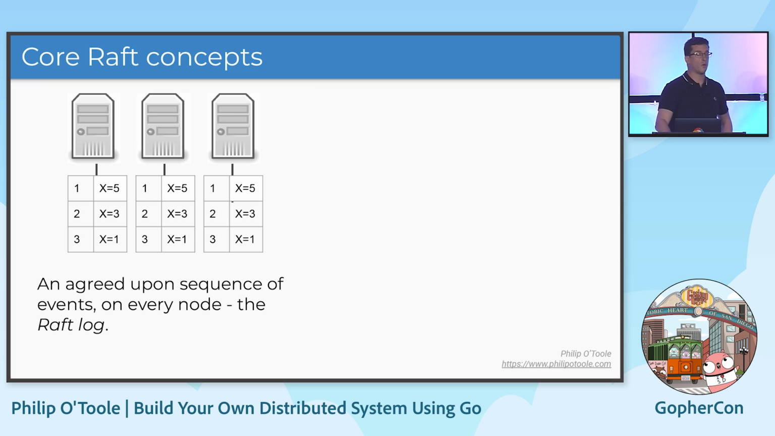But concept number one in Raft is the log. Every node in a Raft cluster agrees on a set of events and the sequence of events, and this is called the Raft log. In fact, the whole point of the Raft consensus protocol is to make this log the same on every machine. All other functionality flows from this fact.